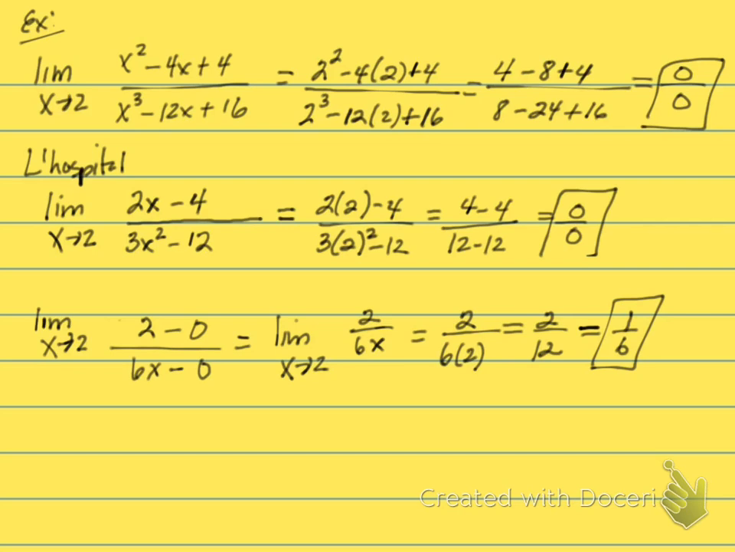So the limit as x approaches 2 of x squared minus 4x plus 4 over x cubed minus 12x plus 16 is 1/6. And that's it.